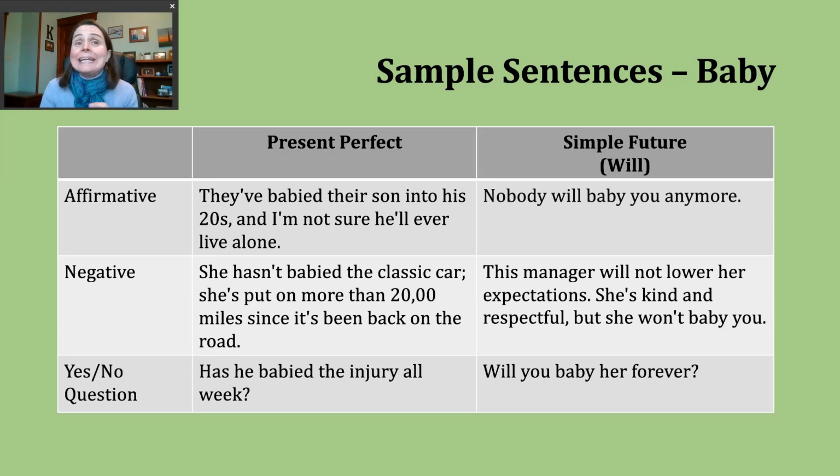Now, if you want to make a negative present perfect sentence, again, pay attention to your subject. That way you know to use either have or has, but then use not before the participle form of the verb. Here's another example. She hasn't babied the classic car. She's put on more than 20,000 miles since it's been back on the road.